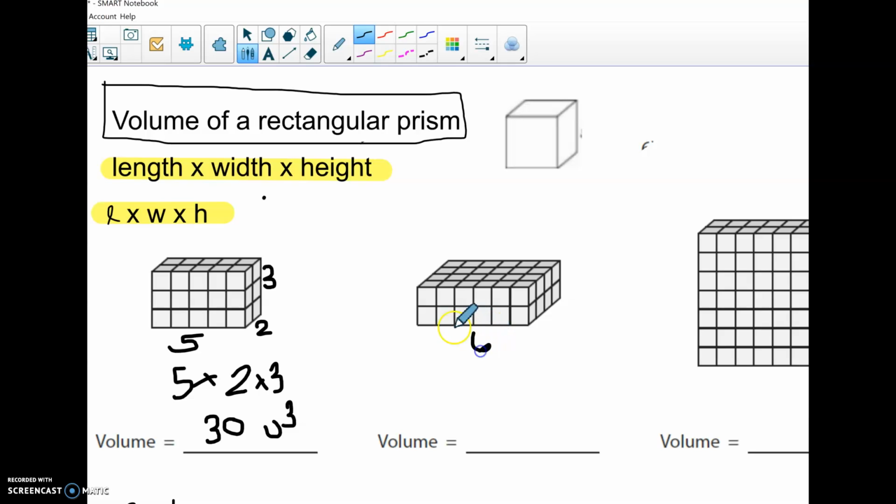Okay, this is 6 for the length, 1, 2, 3, 4 for the width, and 2 for the height. So I would do 6 times 4 times 2. We can use our calculator if we want. 6 times 4 is 24. 24 times 2 is 48. Just multiply the 3 dimensions together and label it with units cubed.